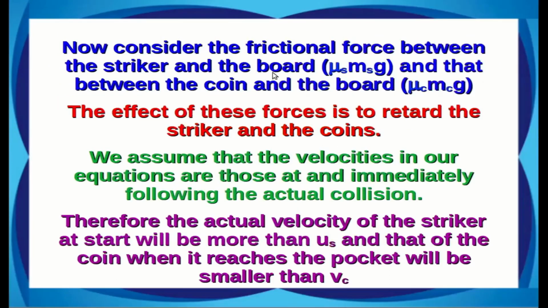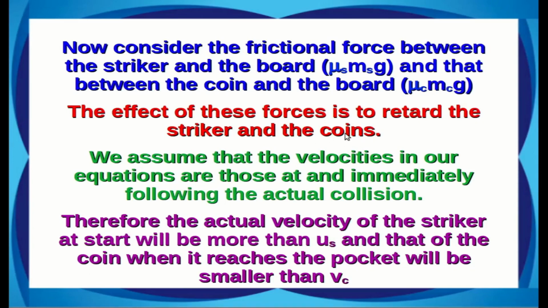Now consider the frictional force between the striker and the board, that is mu s ms g, where mu s is the coefficient of friction between the striker and the Carrom board surface, and that between the coin and the board, which is equal to mu c mc g, where mu c is the corresponding coefficient of friction between the coin and the surface of the board. The effect of these forces is obviously to retard the striker and the coins.